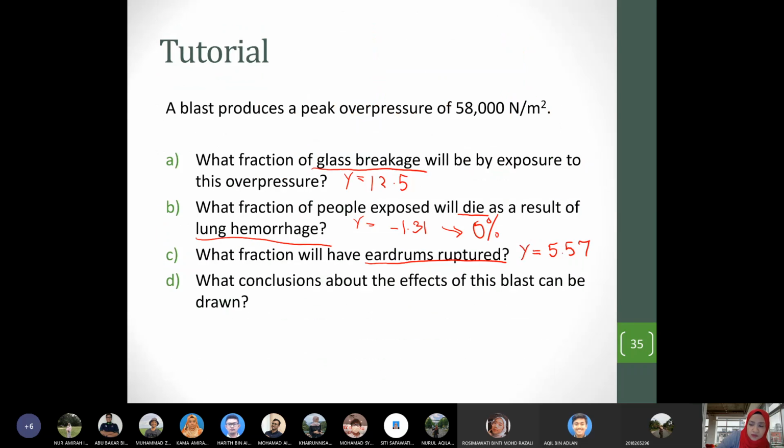All right. So 100% of glass breakage, and 71% we have eardrum rupture. And what can you conclude from this kind of overpressure? It's not as fatal, right? But strong enough to completely destroy glass. But it's a high percentage of the people who can have damage to their eardrums. Their eardrums will rupture. That 71% is a very high percentage, and all the glass of the buildings will break.